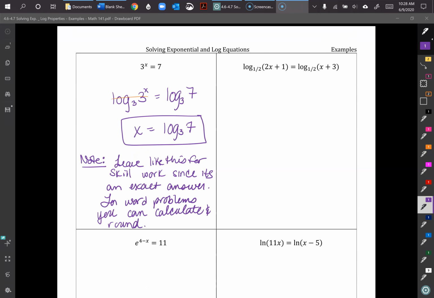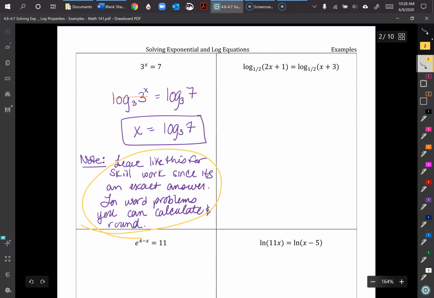Okay, so I just wrote you a little note here. Leave like this for skill work since it's an exact answer. For word problems, you can calculate it out and round. And again, you can use your change of base, or graphing calculators will do different bases for you. Probably the TI 36 Pro will do that too.